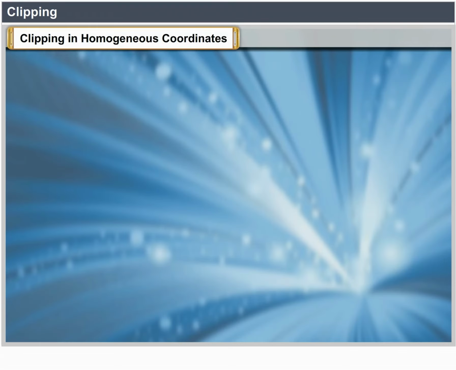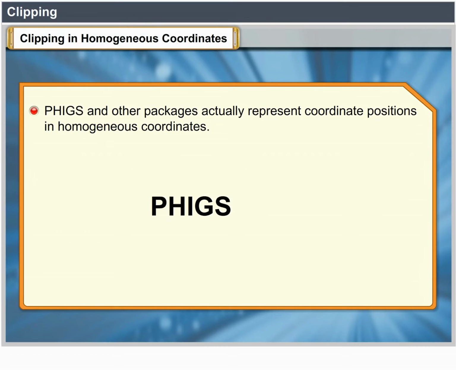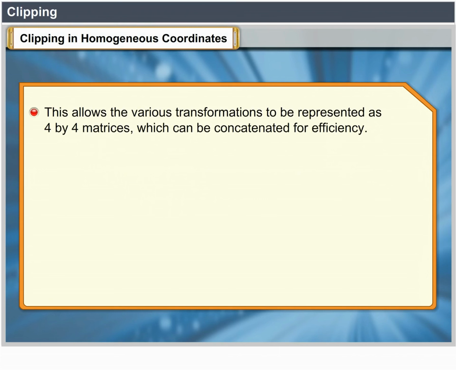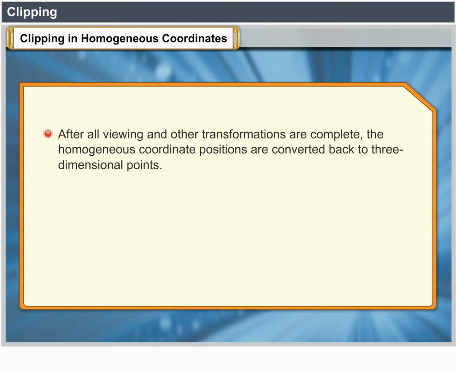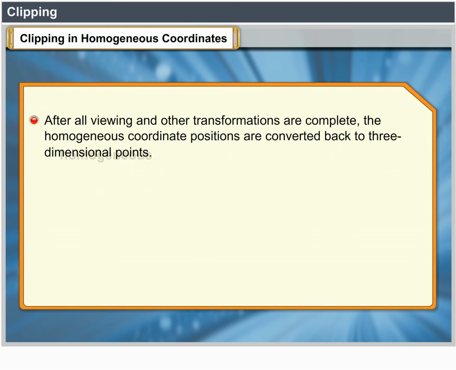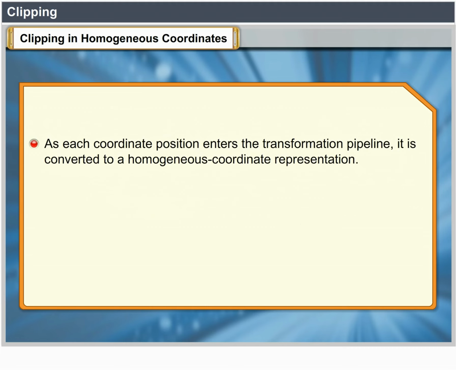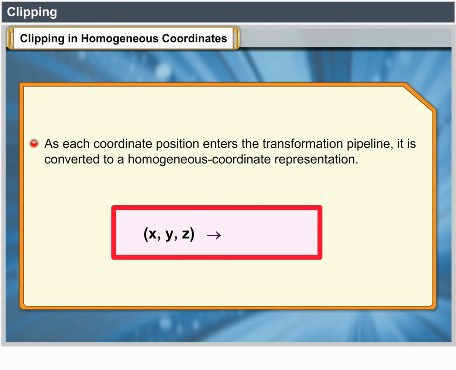Clipping in homogeneous coordinates. PHIGS and other packages actually represent coordinate positions in homogeneous coordinates. This allows the various transformations to be represented as 4x4 matrices, which can be concatenated for efficiency. After all viewing and other transformations are complete, the homogeneous coordinate positions are converted back to three-dimensional points. As each coordinate position enters the transformation pipeline, it is converted to a homogeneous coordinate representation. (x, y, z) implies (x, y, z, 1).